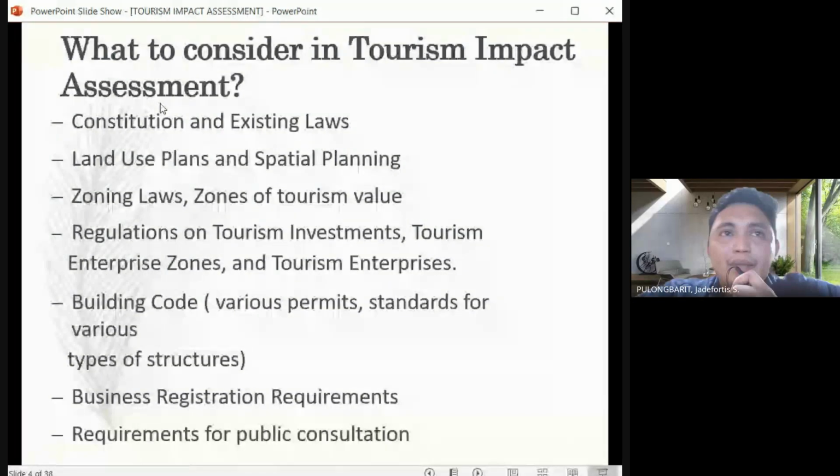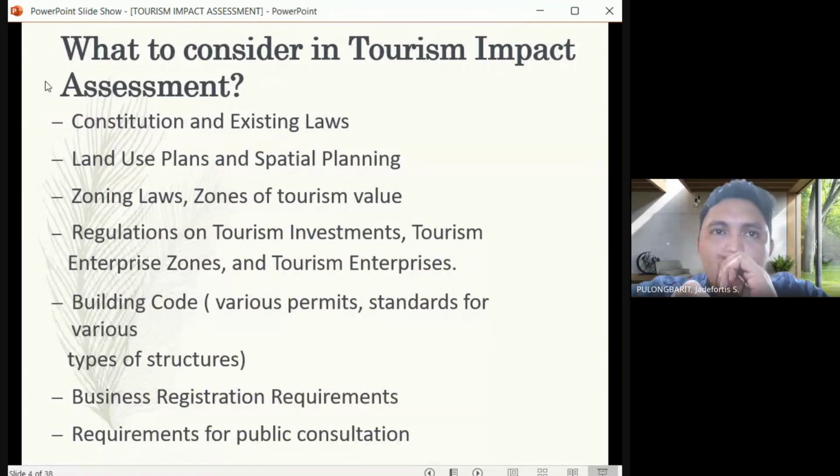And then of course zoning laws, ito yung laws for zoning regulations para po, kumbaga, hanggang saan lang po yung scope ng plano. Saan po yung limitation niya? That is zoning. Zones of tourism bodies also part. Regulations on tourism investment, tourism enterprise zone, and tourism enterprises, which is regulated by the Tourism Infrastructure and Enterprise Zone Authority or TIEZA. Okay? So yun yung number 4, regulations on tourism investments and tourism enterprises, which is regulated by the TIEZA, or Tourism Infrastructure and Enterprise Zone Authority.